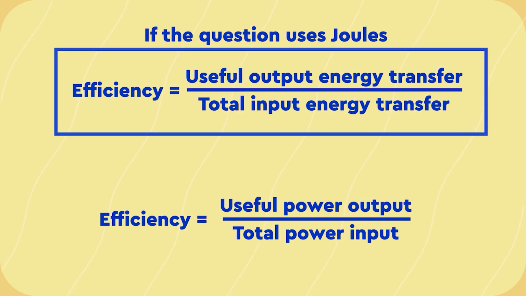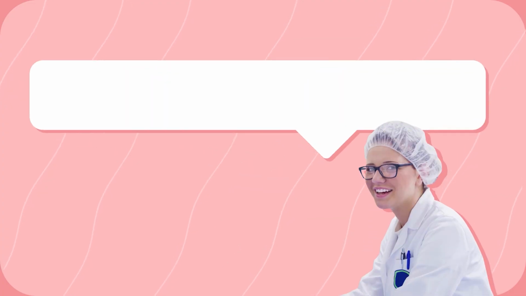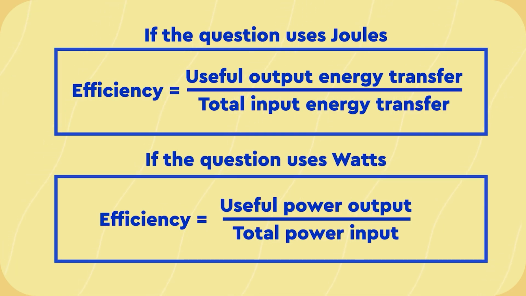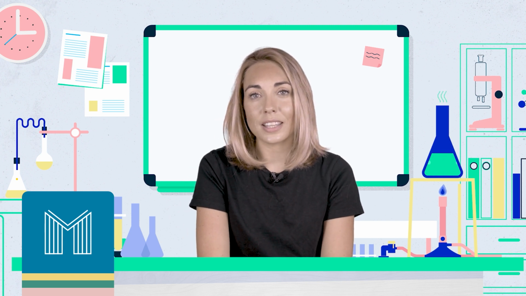I know what you're thinking. These equations are basically exactly the same. But if the question uses joules, then it's referring to energy, so use the first one. If the question talks about watts, remember watt is the unit of power, so use the second one. A question that would require you to use these equations would look something like this.